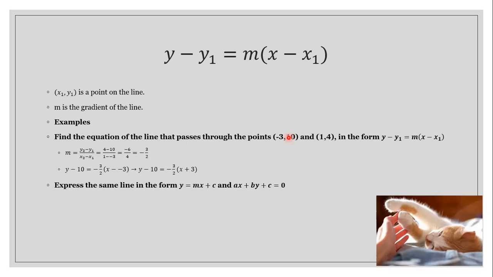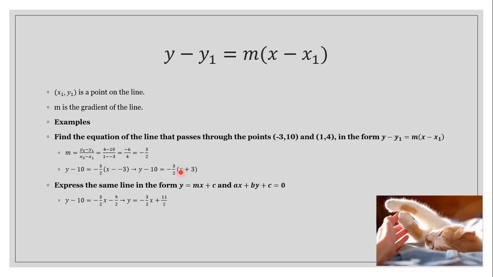That asks us to express the same line in the form y equals mx plus c and ax plus by plus c equals 0. So y minus 10 is equal to minus 3 over 2x minus 9 over 2. All I've done there is expand the brackets on the right hand side. Then that can be rearranged by adding 10 to both sides to give y equals minus 3 over 2x plus 11 over 2. That is in the form y equals mx plus c.